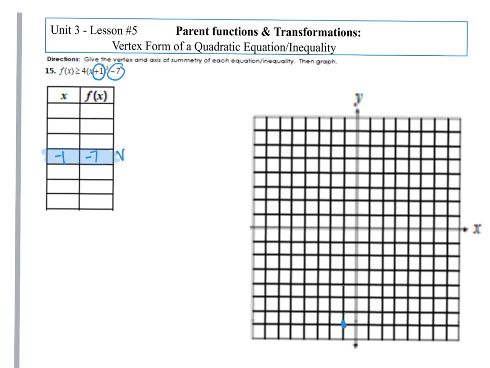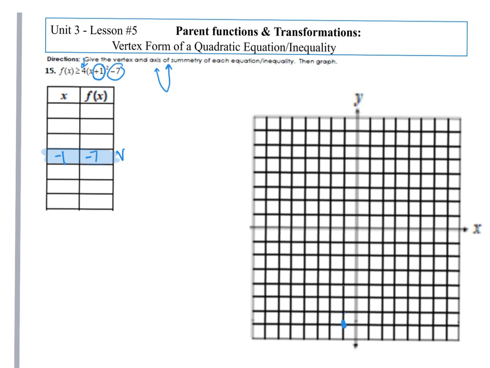I do know two things. My A value on the outside, that's the A value. 4 tells me, because it's positive, it's going to be opening up. Okay, arrows ending up. And it's going to be fairly narrow, fairly skinny, because we had a big vertical stretch here of 4. Okay, times 4. So those are things that we're expecting to happen here.